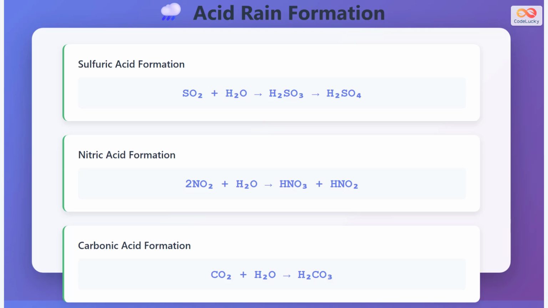Nitric acid forms through a different pathway. Two molecules of nitrogen dioxide react with water to produce nitric acid, HNO3, and nitrous acid, HNO2. Even natural carbon dioxide contributes to acidity. When CO2 dissolves in water, it forms carbonic acid, H2CO3. These acids lower the pH of rainwater, making it harmful to aquatic life, forests, buildings, and monuments.